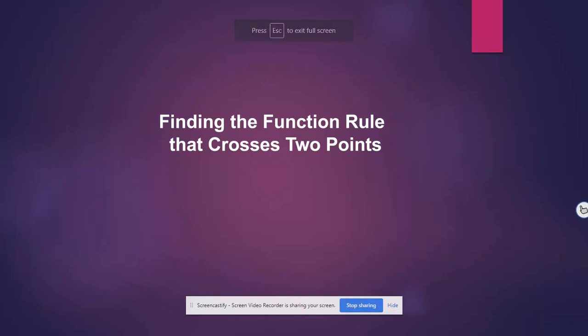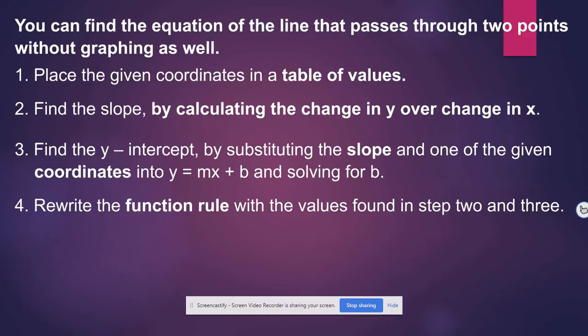Gang, so the past couple days you've been graphing linear functions and finding the equation of a linear graph. Today I'm going to show you that you can find the equation of a linear graph without actually seeing the graph, just by looking at the 2 points that are given. So you can find the equation of a line that passes through 2 points without graphing it.